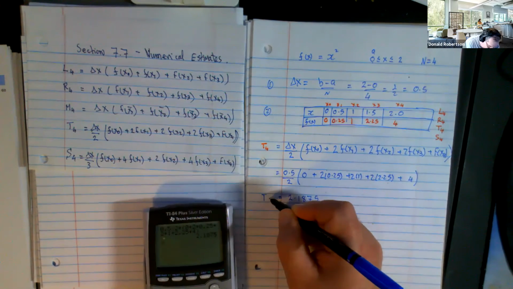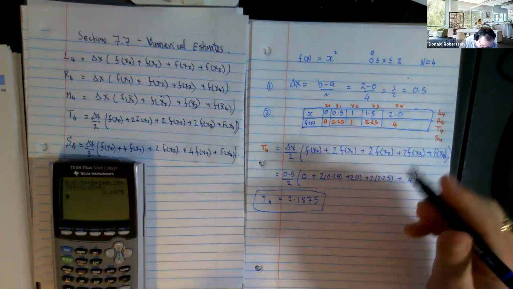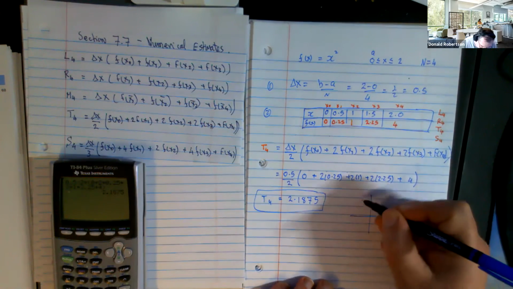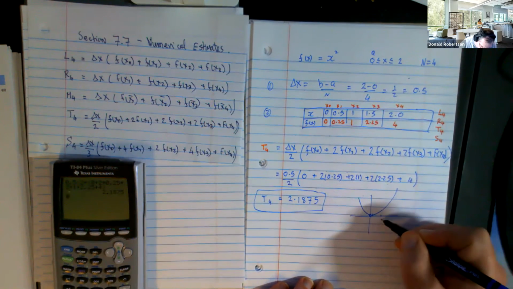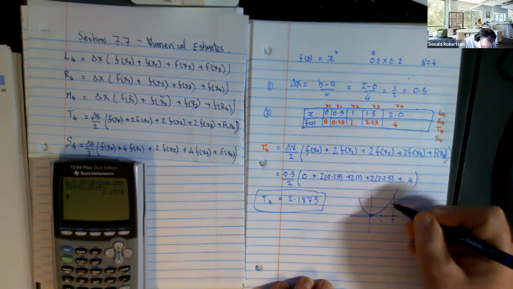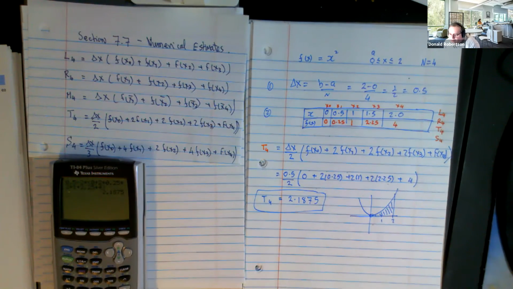And the answer that I have here is 2.1875. And that is an estimate for the area of y equals x squared from 0 to 2. Right, so it's roughly about what, 2.2?